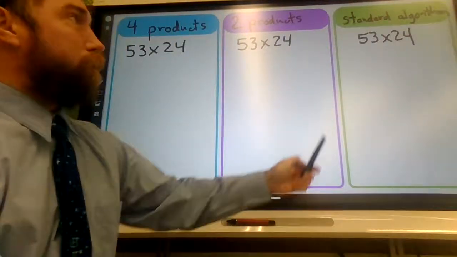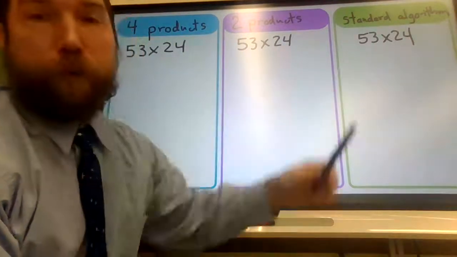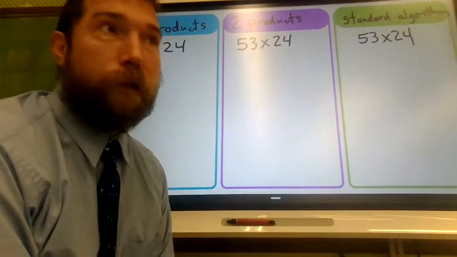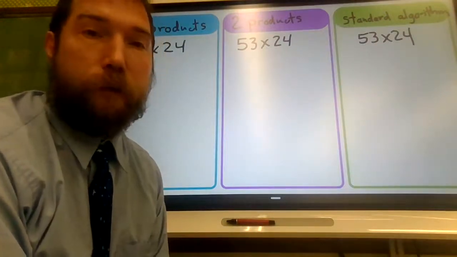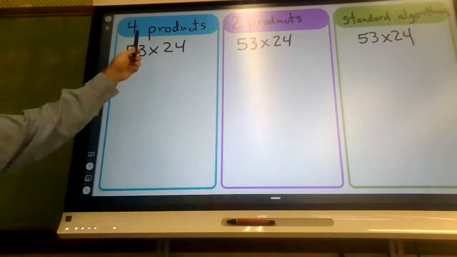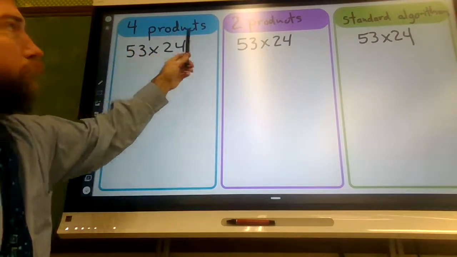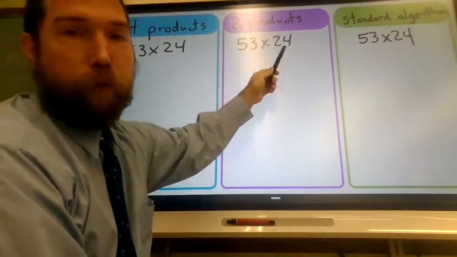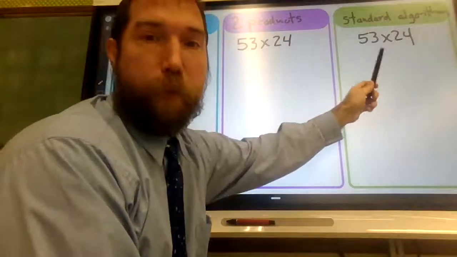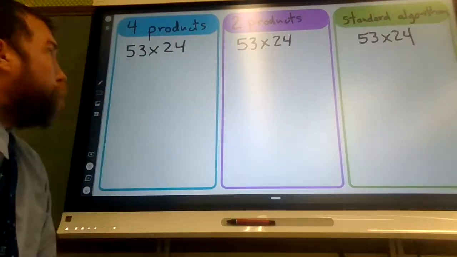Today, we're kind of transitioning more into what we're going to need for the standard algorithm, which we're going to work on tomorrow and then Friday again. We've been doing 4 partial products, which I'll show you again. Today, we're going to transition to 2 partial products, which is then going to really help us get over here to this step.